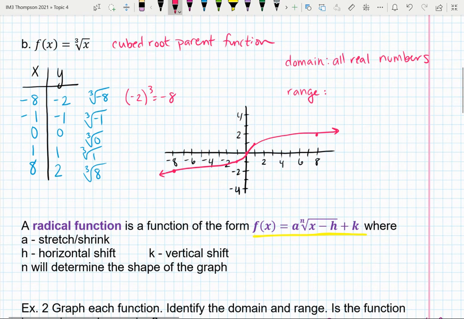And the range. Now, this graph increases and decreases very slowly, but it still will go down forever and up forever. So again, all real numbers. There's no stopping point. There's no holes. There's no asymptotes.